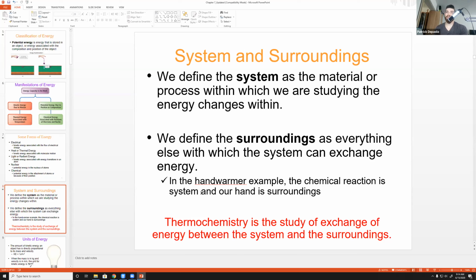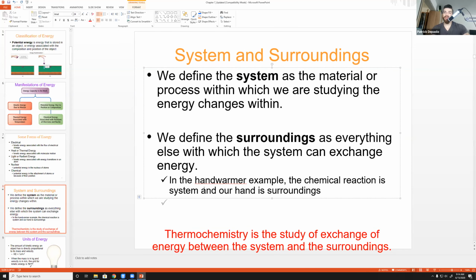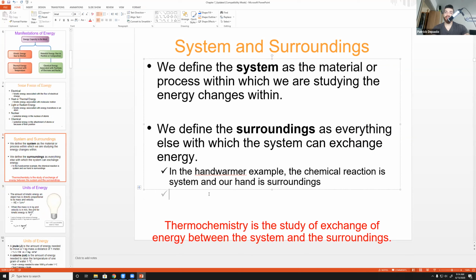So if we say heat is gained by the surroundings, that means heat is released by the system. You see how they're opposites? So I'm going to write that down. And here's the hand warmer example. The hand warmer example, the chemical reaction is the system and our hands are the surroundings. So you can define the system and the surroundings as anything you want.